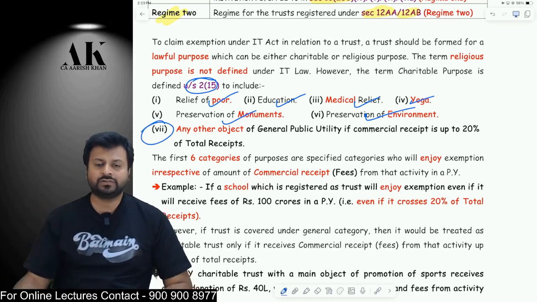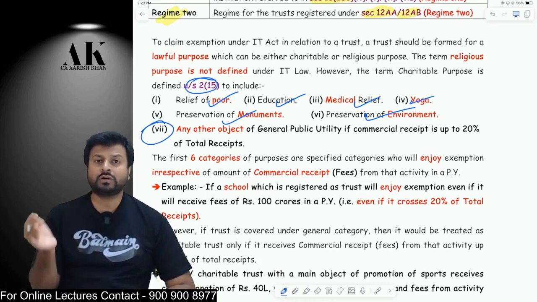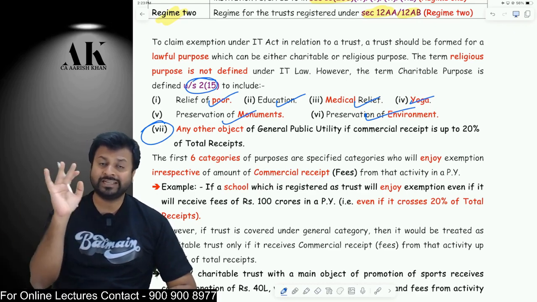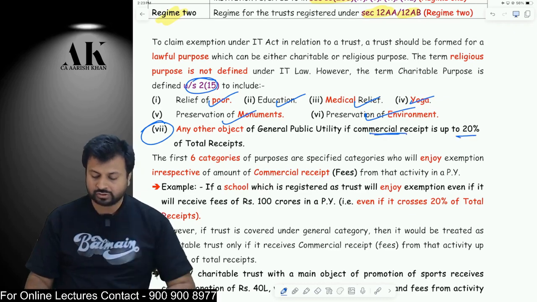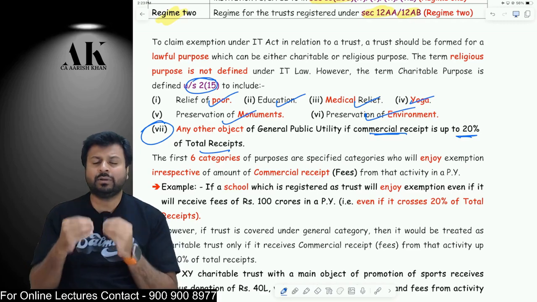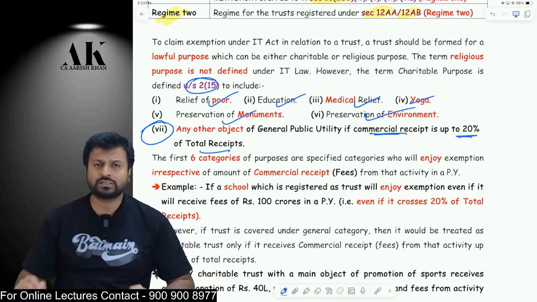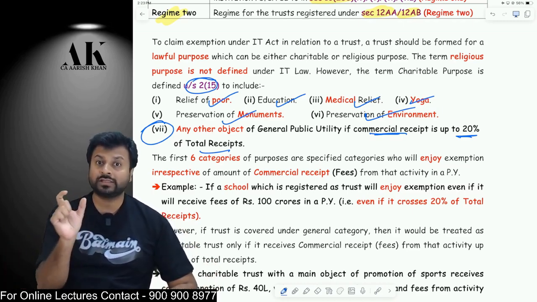Any other object of general public utility. But if you want to come under the 7th point, any other object of general public utility, you have to fulfill one additional condition, that is your commercial receipts should be up to 20% of total receipts. Commercial receipts means the amount which you charge to your customer for providing the services. Whatever fees you charge to the customer for providing the services, that is known as commercial receipts. So for the 7th point, you have to check this condition.